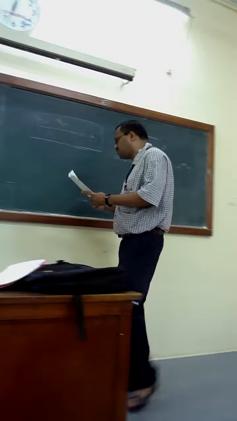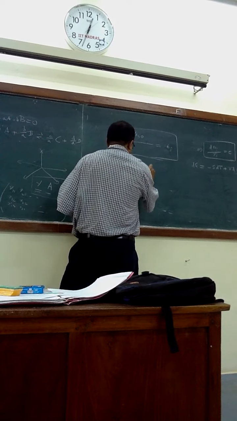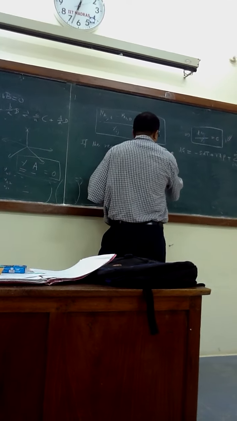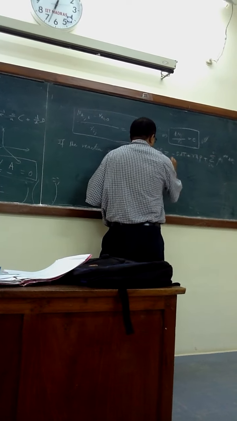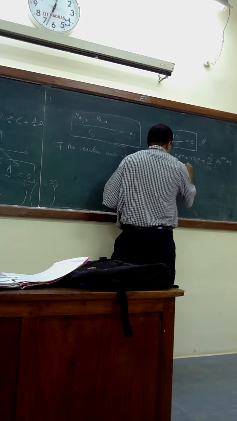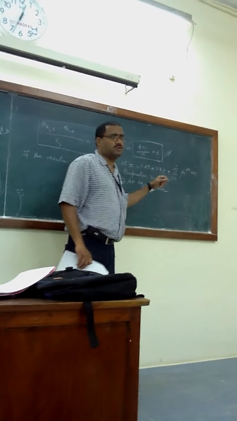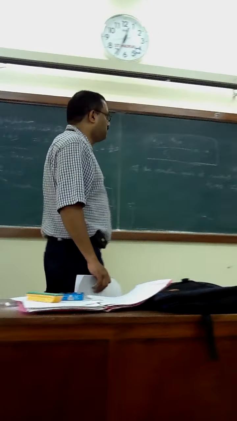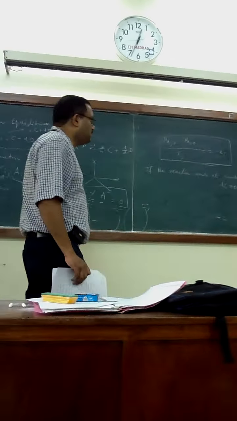we have dG equals 0 at equilibrium. That's a very important part. At equilibrium, at constant temperature and pressure, dG equals 0.